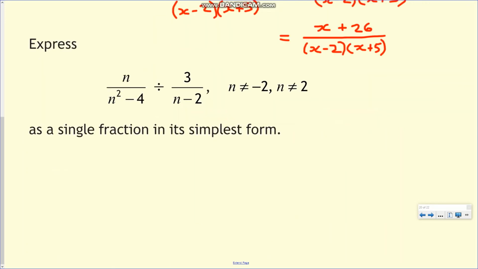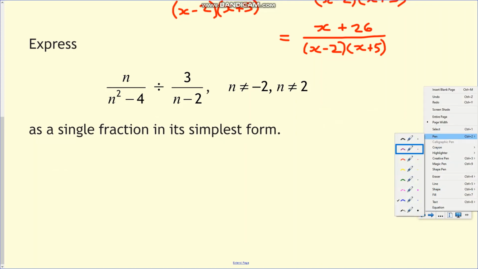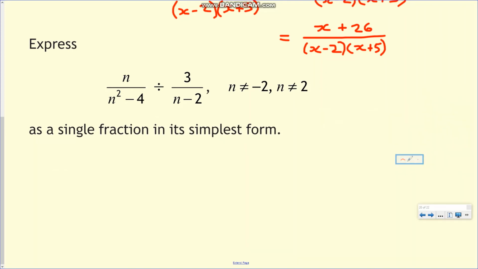Okay, in the second example here, I'm going to do a division. The way that we do division with algebraic fractions, or any fraction for that matter, is we are going to do keep, change, flip. Keep the first fraction the same, change the division sign to multiplication, and flip the second fraction over, so the denominator becomes the new numerator, and the numerator becomes the new denominator.